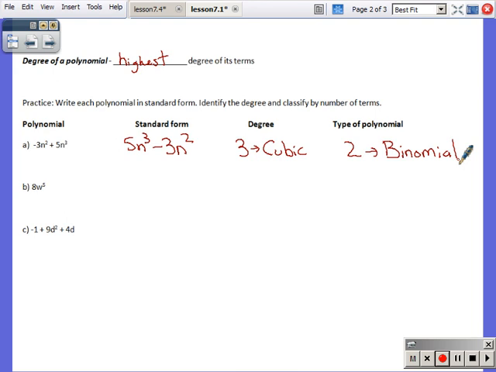For 8w to the 5th, that is also a polynomial. It has a whole number exponent. Well, there's not much going on there, so that is in standard form. The degree is the highest exponent. Well, it's the only exponent on a variable. It is 5. So we would consider that just a 5th degree polynomial, no special names for those. The type of polynomial, there's one term. One term, monomial.